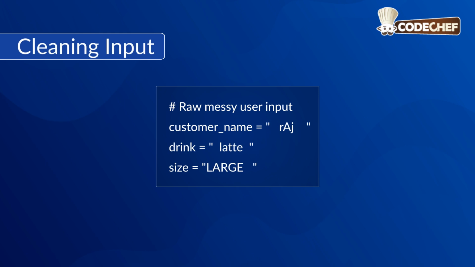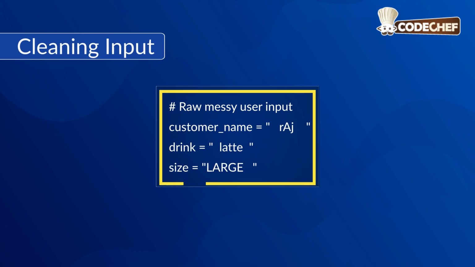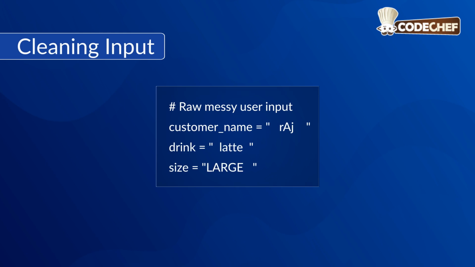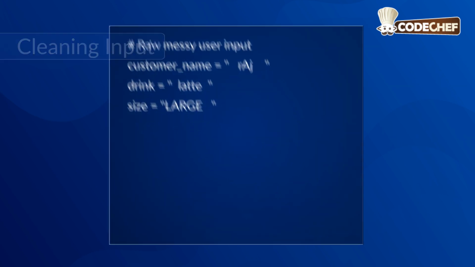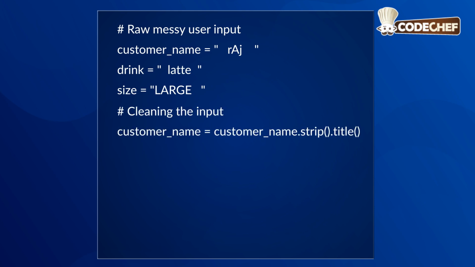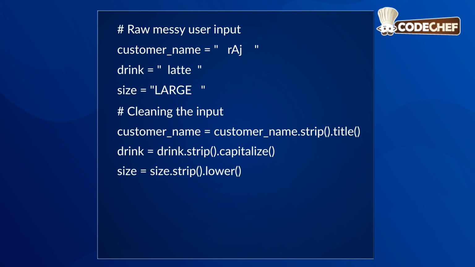Let's start with a coffee shop example where the user's input is messy. First, we declare 3 variables with messy input: customer name, drink, and size. Next, we clean the customer name by removing extra spaces using .strip and making each word start with a capital letter using .title. Then, we clean the drink by removing spaces and capitalizing only the first letter using .capitalize. After that, we clean the size by removing spaces and converting it to lowercase using .lower.